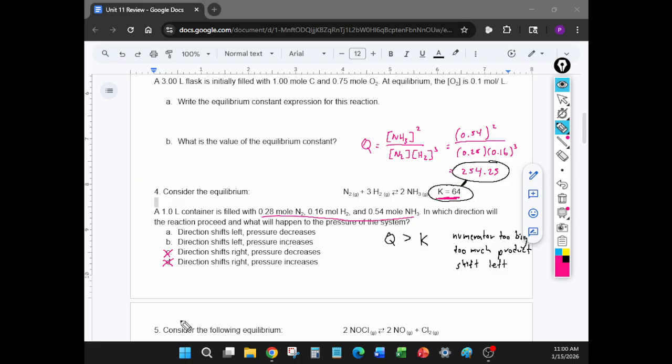All right, next we just need to figure out, is pressure going to increase or decrease? So we just got to figure out, is there more pressure on the left side or the right side? For this, we look at the moles of gas. How many moles of gas are on the left side? 4 moles of gas. And how many are on the right side? 2. So if it shifts to the left, is pressure going to go up or down? It's going to go up. Yeah, so it's going to be B.